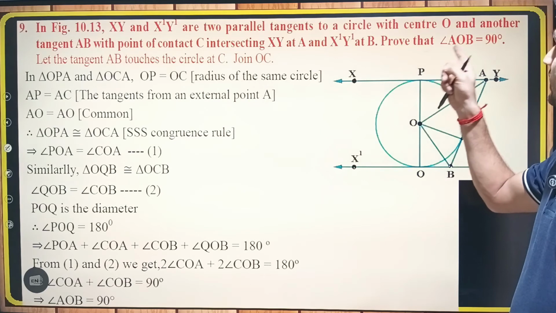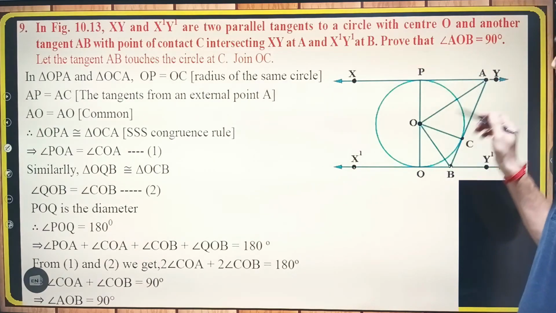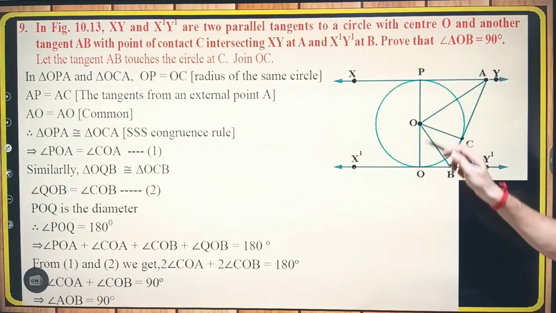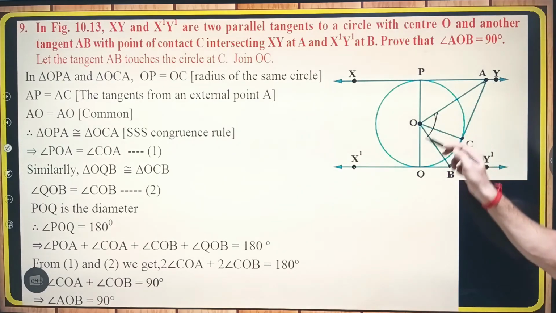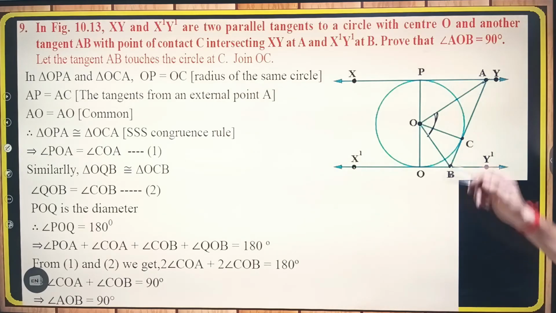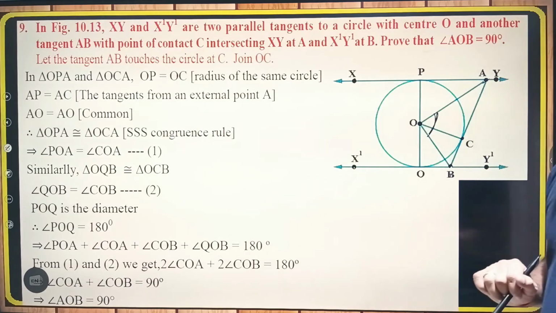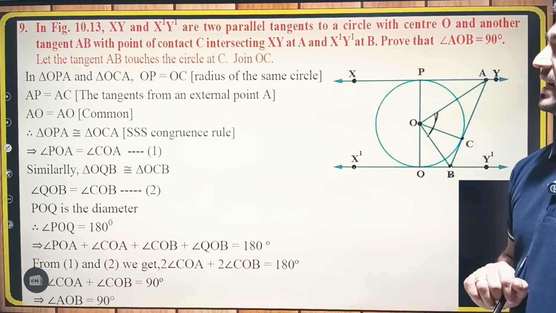We need to prove that angle AOB, this angle here, angle AOB equal to 90 degrees. Let the tangent AB touch the circle at C.